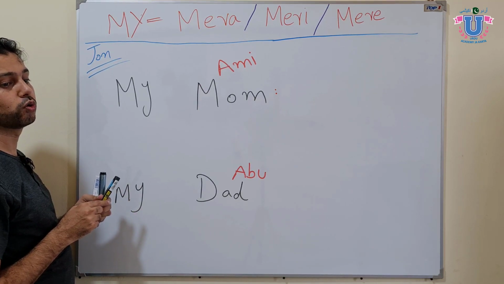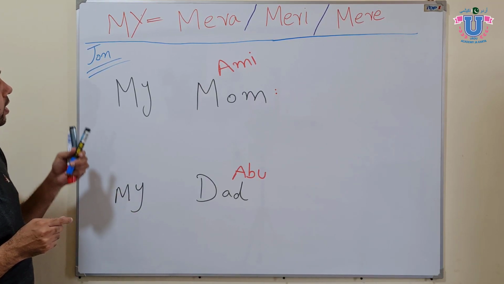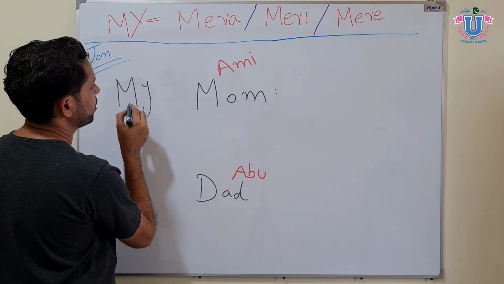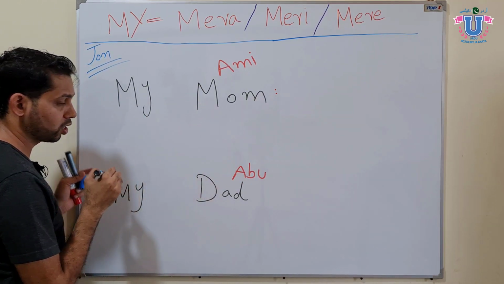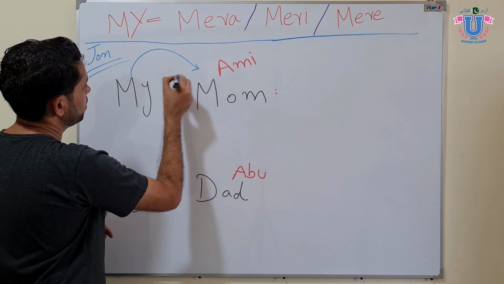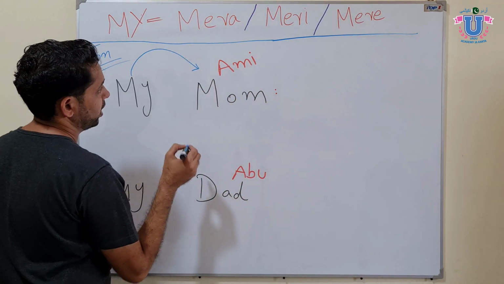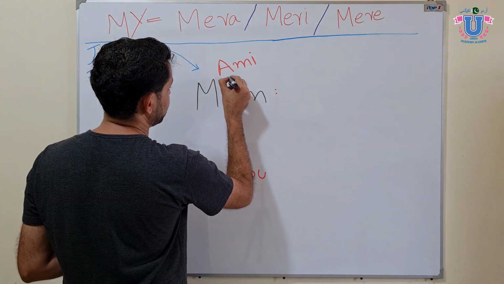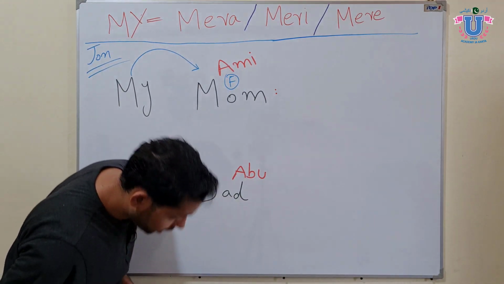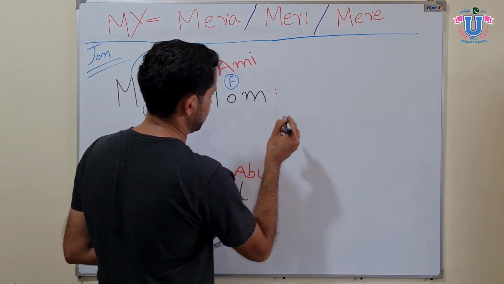If you're thinking so, then you're wrong. Keep in mind one thing: in Urdu, the possessive nouns agree with their object. They agree with the noun we are talking about. So when you're using my mom, the "my" agrees with the mom, and we know mom is feminine, right? Then how do you say my mom in Urdu? We will say Meri Ammi.